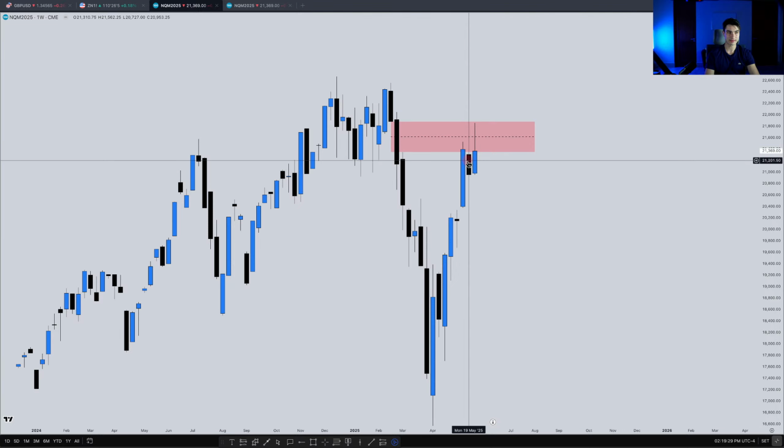So I want to see this weekly down close candle act as a bullish order block, and I do not want to see us trade down through that. So I want to see this down close candle act as support in the new week and send us higher.